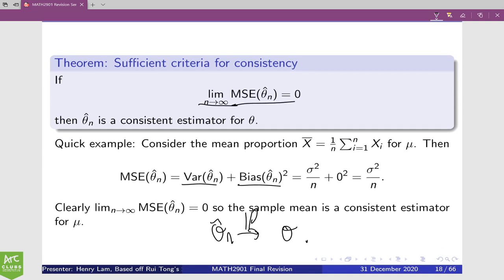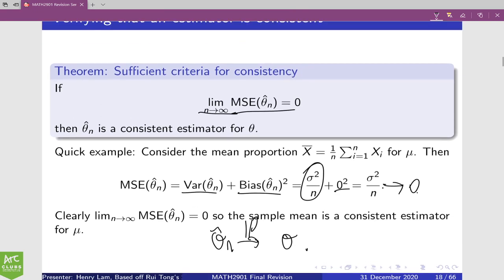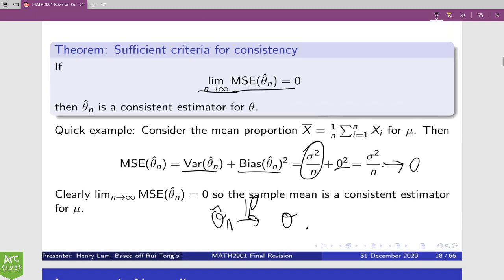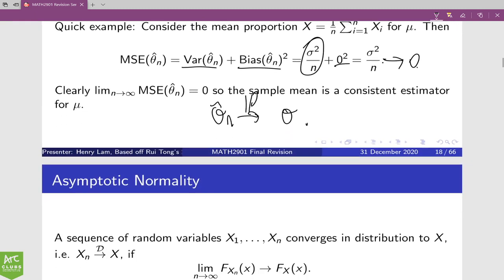Right, this is a quick example. The variance is just this thing, and the bias is just this thing, because it's unbiased. You can clearly see this goes to 0, because sigma squared is a constant. Well, it's finite, and as n goes to infinity, this obviously goes to 0. Hence, we show that it is convergent in probability. This is fairly straightforward, so you can see how much easier it is.